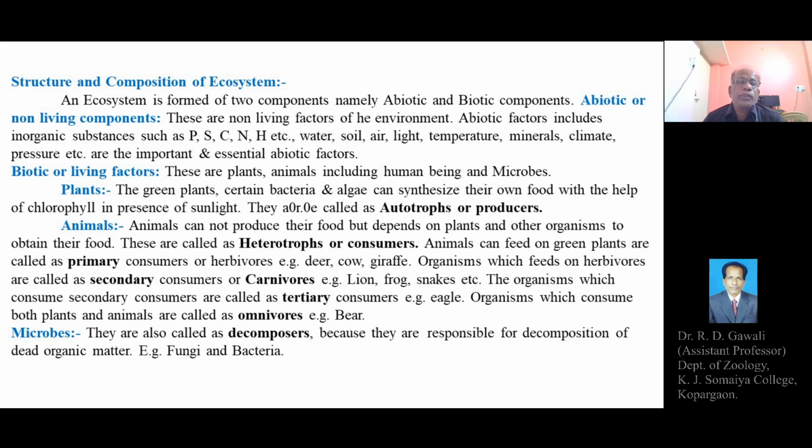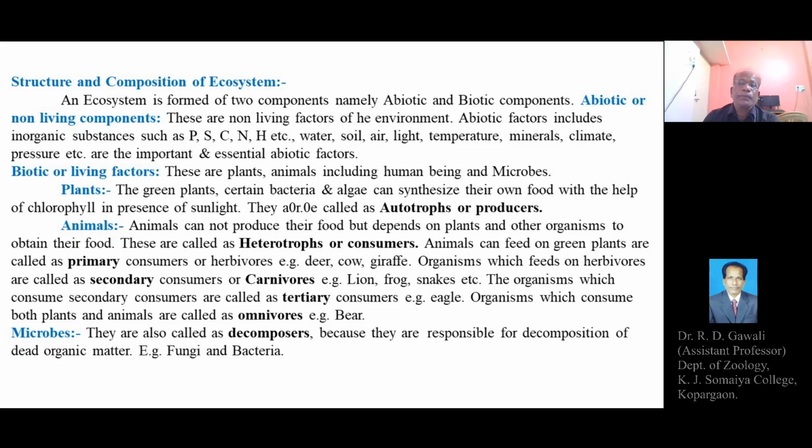Then the organisms which consume secondary consumers are called tertiary consumers. For example, eagle, which feeds on the snake. So snake is a carnivore and serves as a secondary consumer, but can be eaten by the eagle, called a tertiary consumer or a secondary carnivore. Organisms which consume both plants and animals are called omnivores.